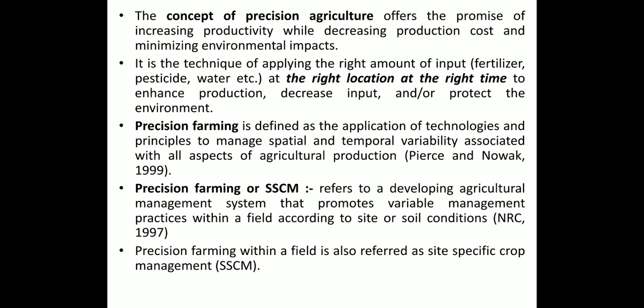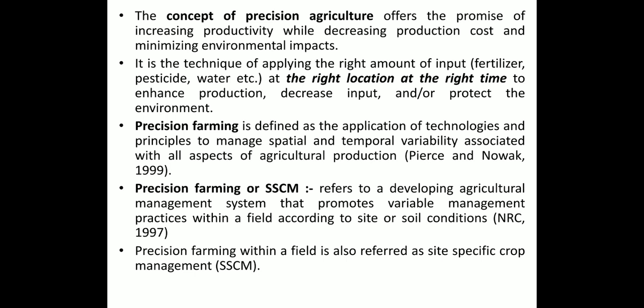Precision agriculture is a technique of applying the right amount of fertilizers or inputs, pesticide or water at the right location and the right time to enhance the production, decrease the input and protect the environment. The right time, amount and place of application of the inputs, whether fertilizer, pesticide or water, helps to enhance the production level without losses, decrease the excess cost of the inputs and also protect the environment.